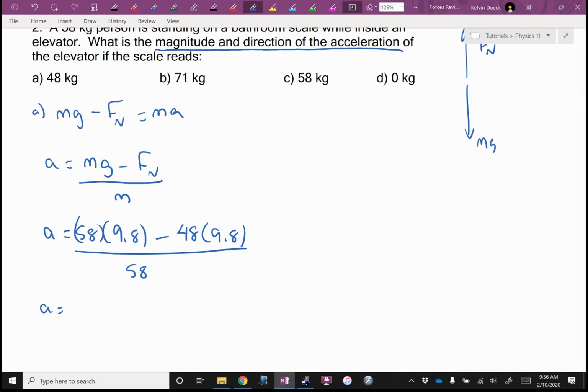Magnitude, and then let's remember to add the direction since the question asked for that. Down. Josh, what'd you get? 1.69. Anybody else? Yeah? Units, it's an acceleration, Josh.